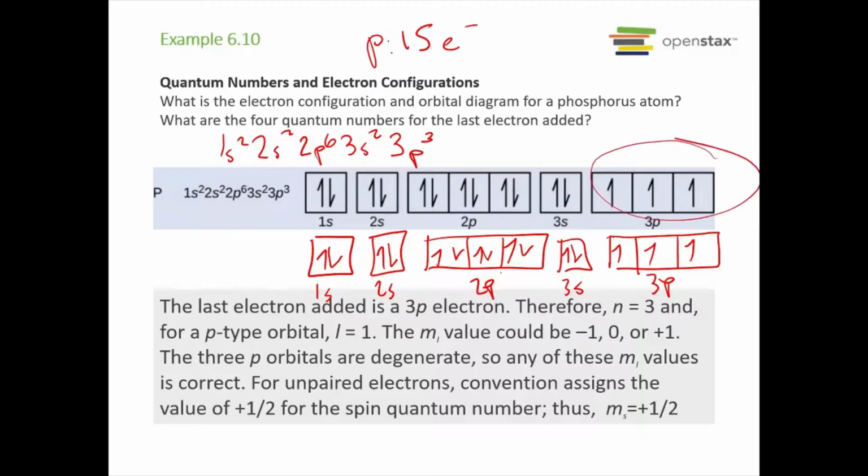So the last electron is in the 3p orbital. That is n equals 3. And since this is p, l equals 1. Remember, s is 0, p is 1, d is 2. That means the ml value could be -1, 0, or +1. These are degenerate, so any of them is correct. And since these are unpaired electrons, by convention we say they're all +1/2. So our ms is +1/2.